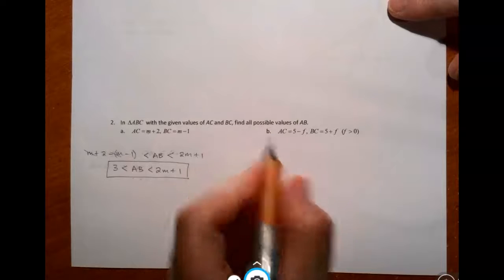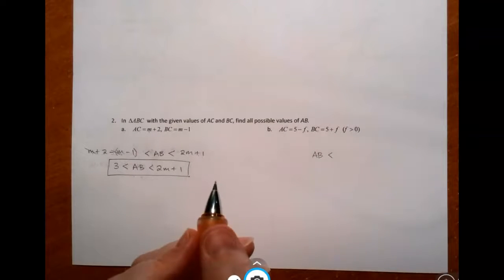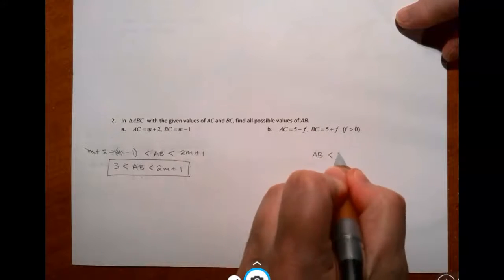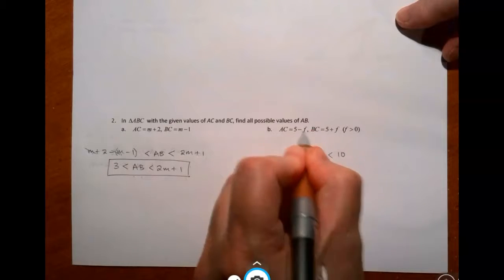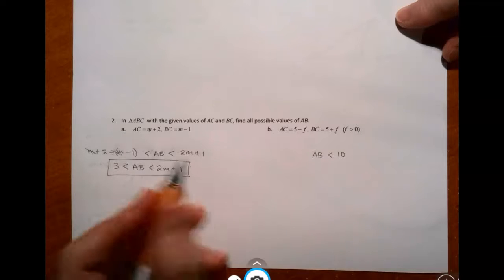I'm going to add these together first because, again, that's just the easier one. So if I add them together, I'm going to have 5 plus 5, and then negative F plus F is just going to be 0. So this upper bound is just going to be 10.